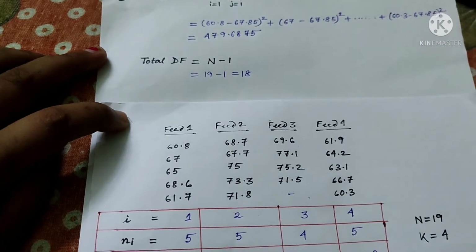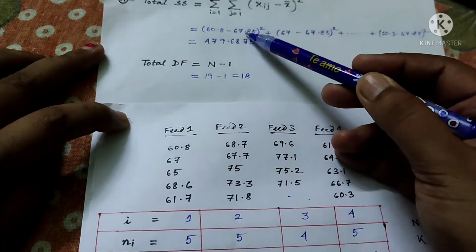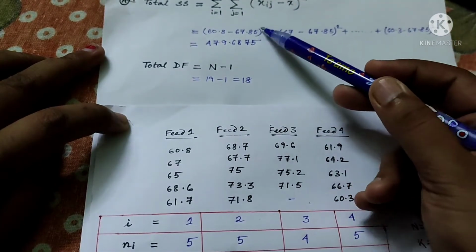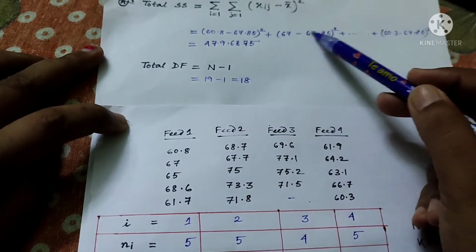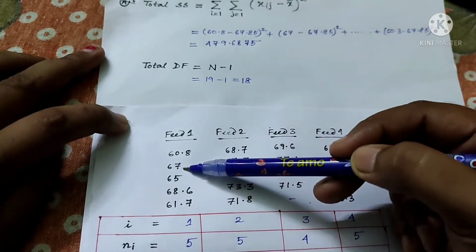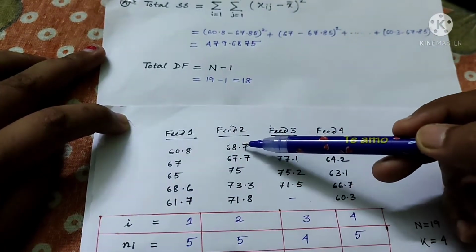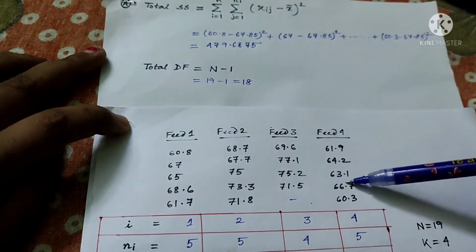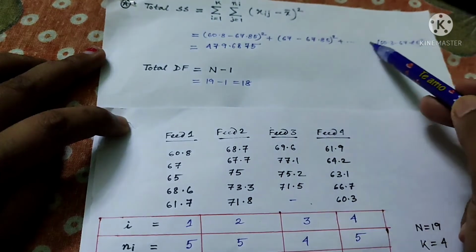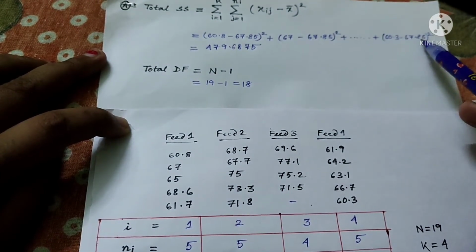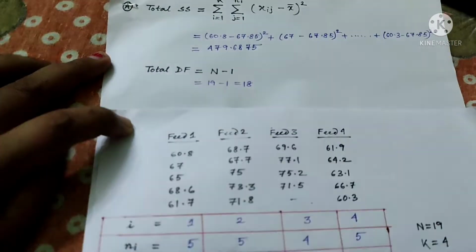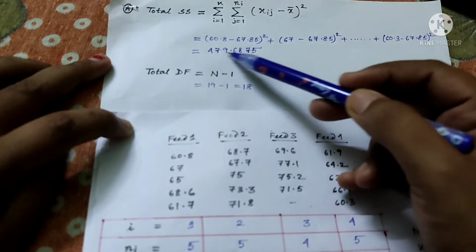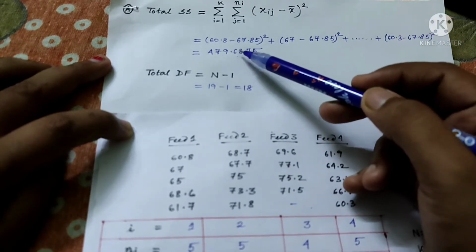So subtract 67.85 from 60.8, then square that one. Then subtract 67.85 from the next value, 67, and like that, subtract 67.85 from all of these values till the last one. After subtracting from all of these values, square those up and add them, and write your value here. That will be your total SS.